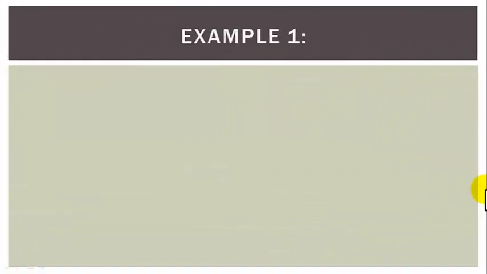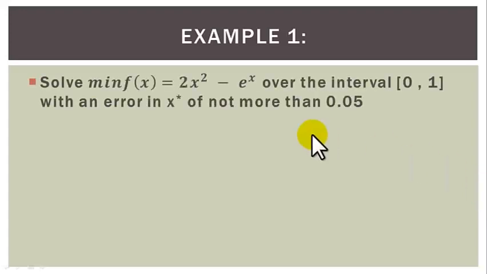Example 1. Let us solve the following minimization problem. Minimize f of x equal to 2x squared minus exponent x over the interval 0 to 1 with an error in the optimum point x star of not more than 0.05. That's, we have to choose our epsilon to be equal to 0.05. Solution.